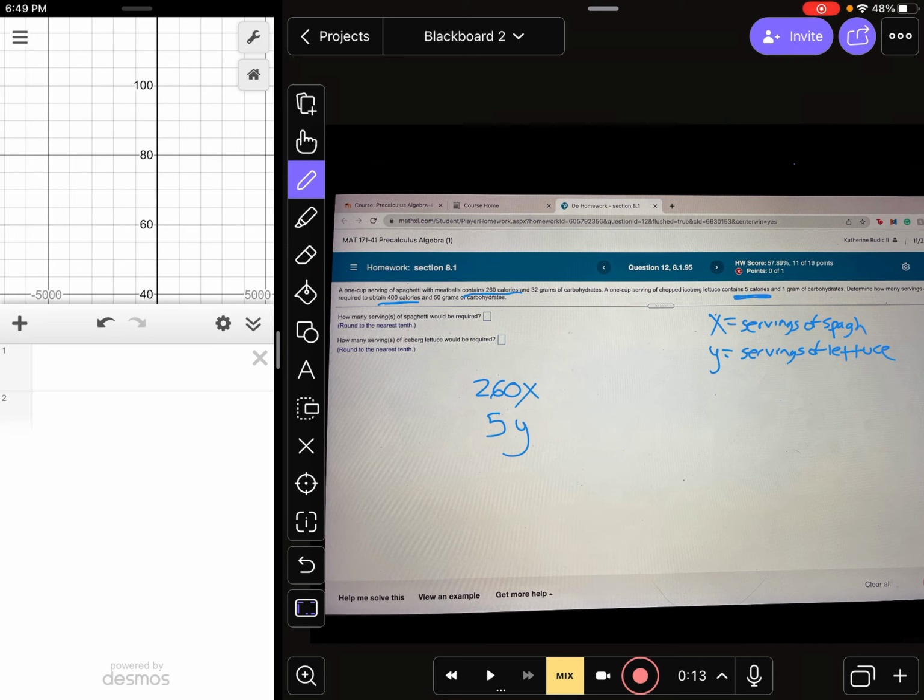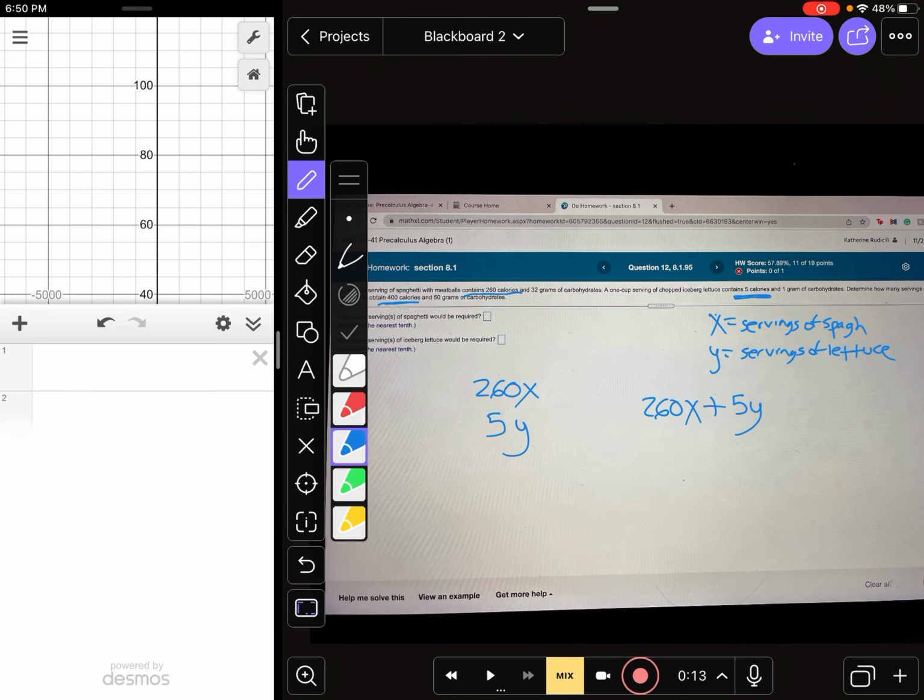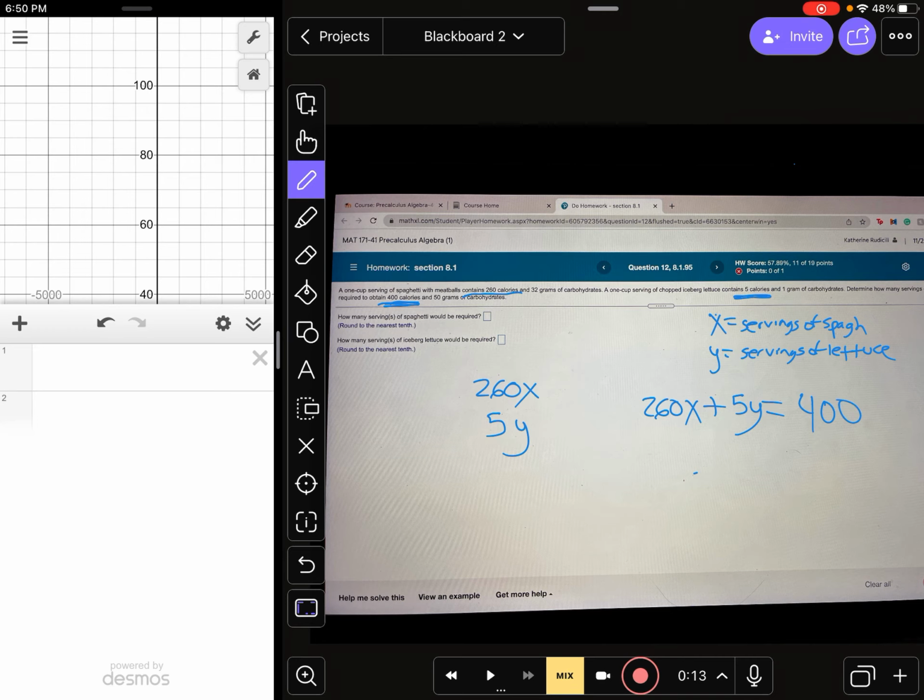So what I do to set up an equation, I take the number of calories in my spaghetti plus the number of calories in my lettuce, and that's just right here. Number of calories in my spaghetti, number of calories in my lettuce. Add them together, and that is going to equal 400. That's what I want all together, 400. Okay, that's for my calories.